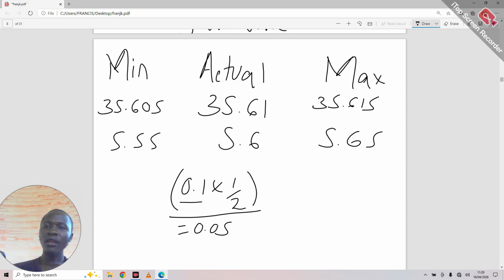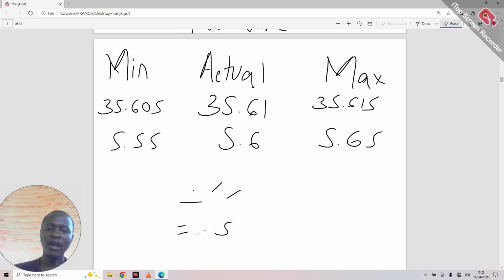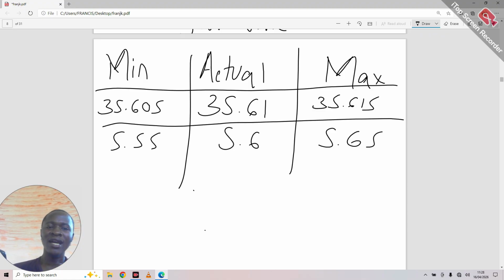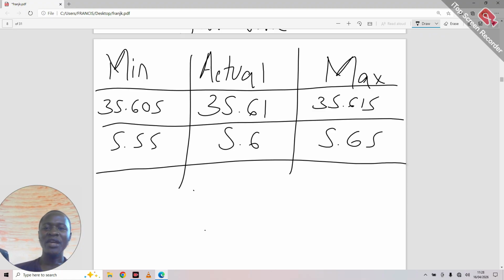Remember, I told you the working or the calculation, you do it at the margin of your book, or find a space to do your calculation. Guys, if you have something like this, your work will look neat, organized and attractive. And the examiner will just give you marks.